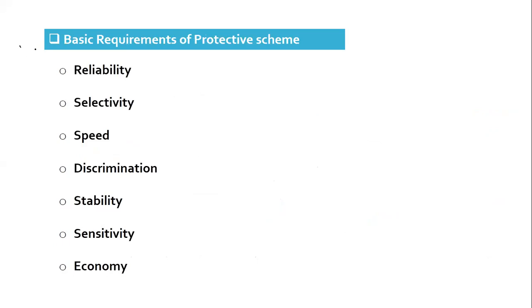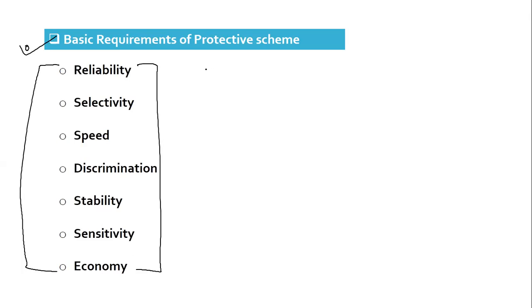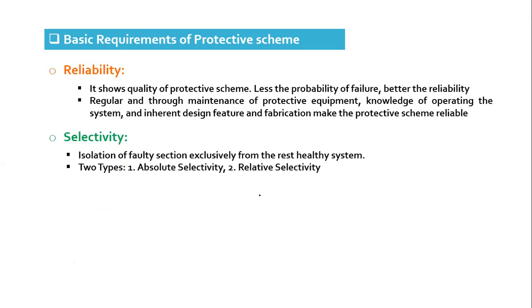Then comes the basic requirements of a protective scheme. These are also called the essential criteria that must be fulfilled by any protective scheme, otherwise that scheme cannot be used. So let us see them one by one. Reliability shows the probability of failure. It shows the quality of a protective scheme. The lower the probability of failure, the higher the reliability, we can say.